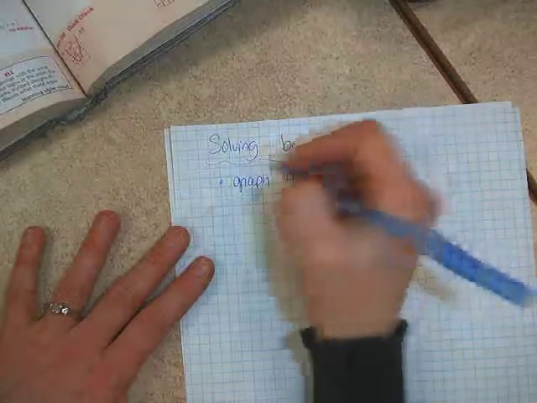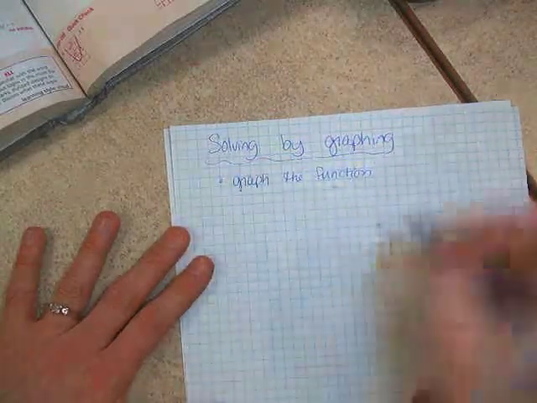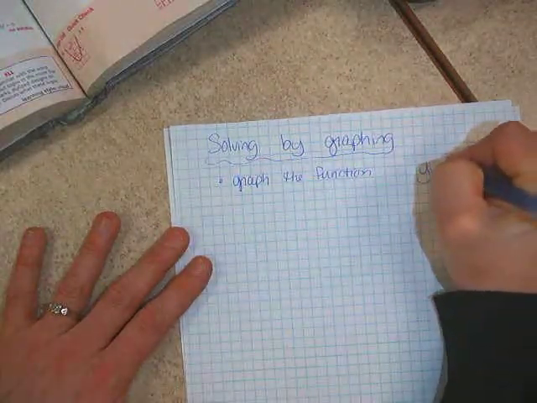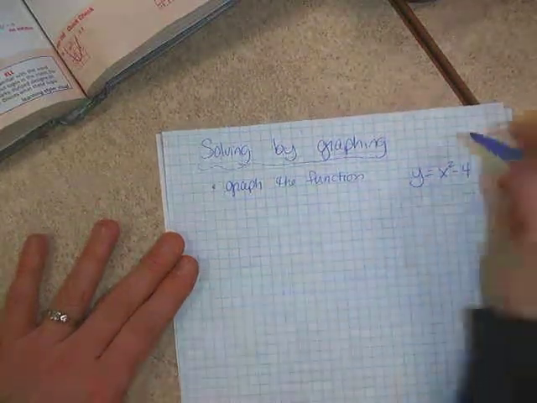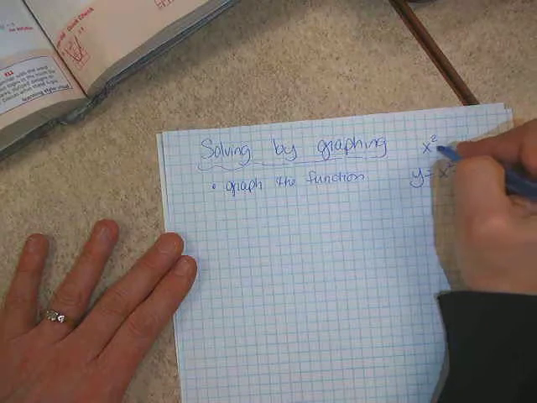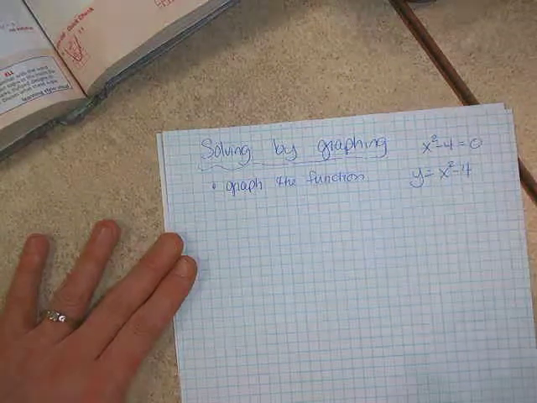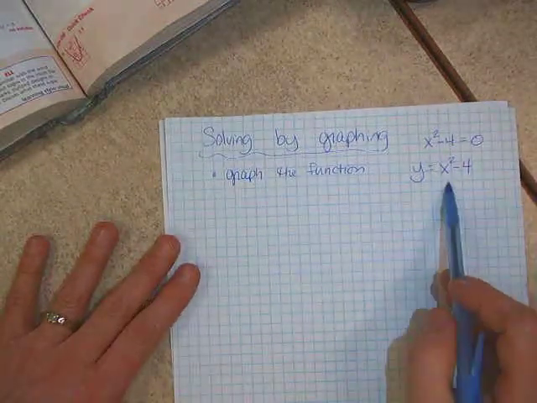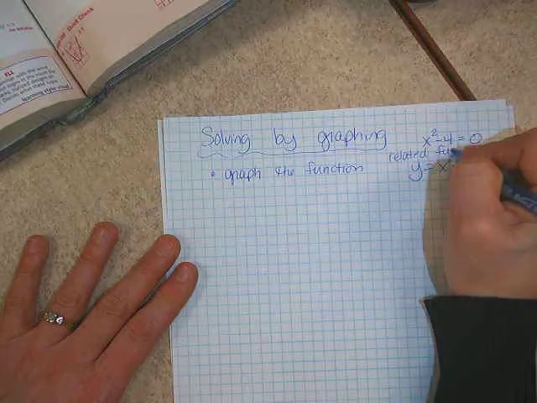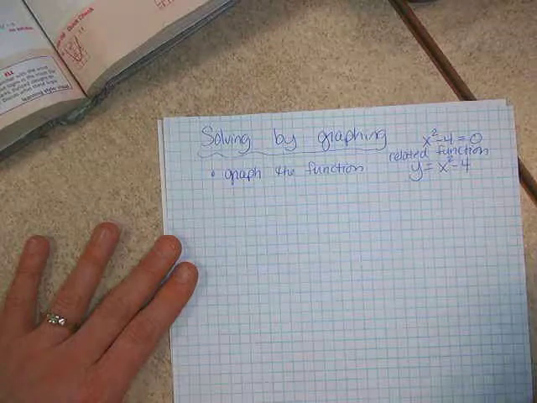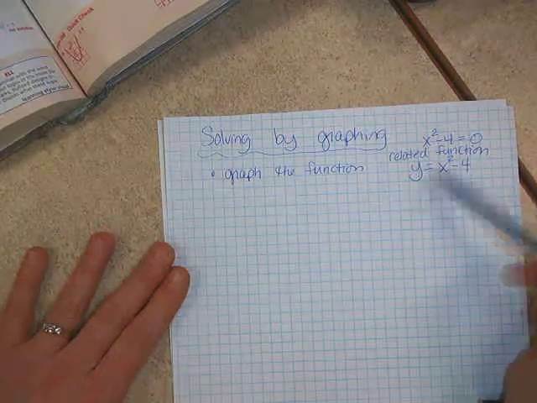Graphing isn't always the best method, because if your intersection isn't at whole numbers, it's kind of hard to tell what the numbers would be. Okay? But in this case, we're going to start with graphing the function. We're going to do y equals x squared minus 4. And that is solving x squared minus 4 equals 0.